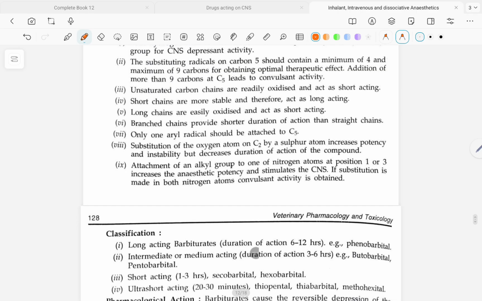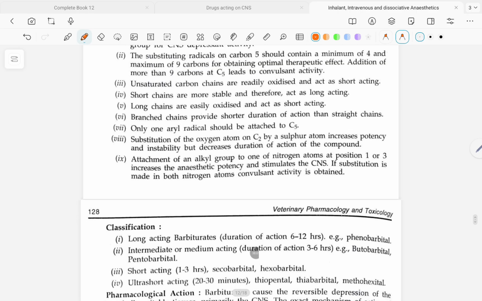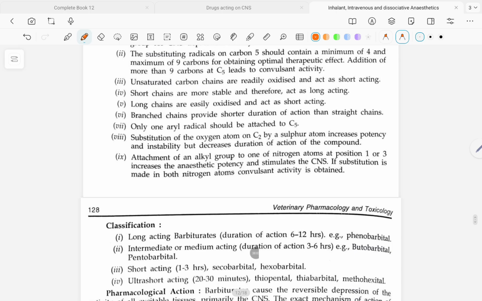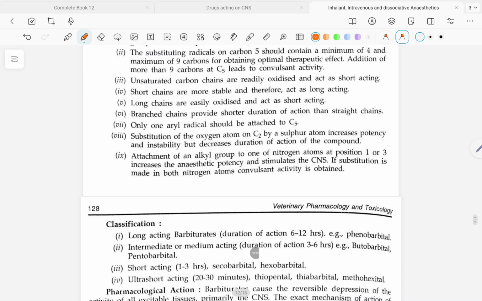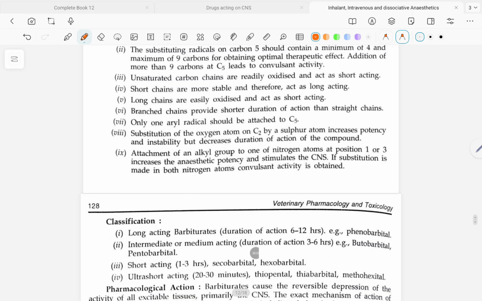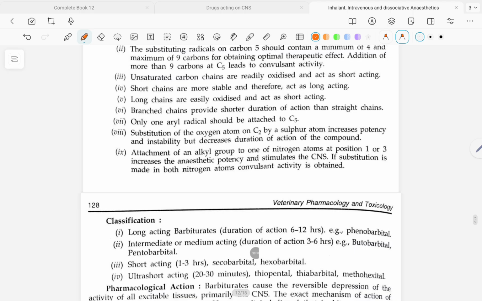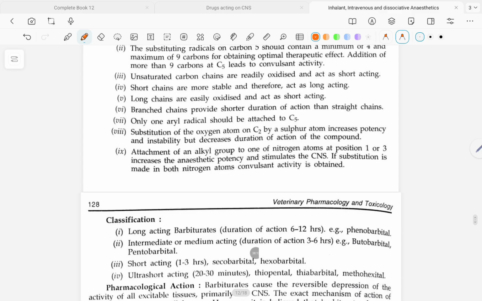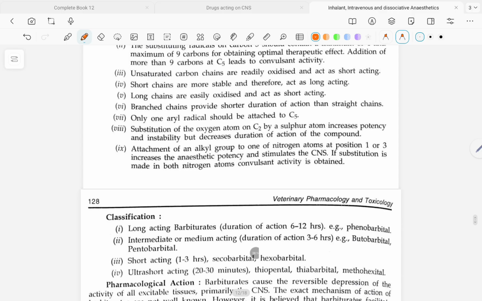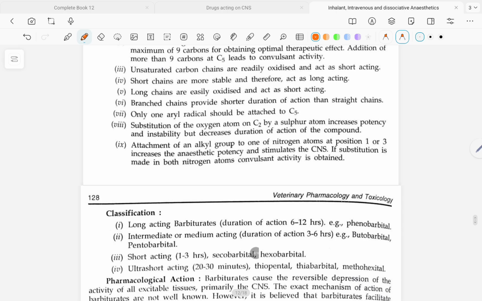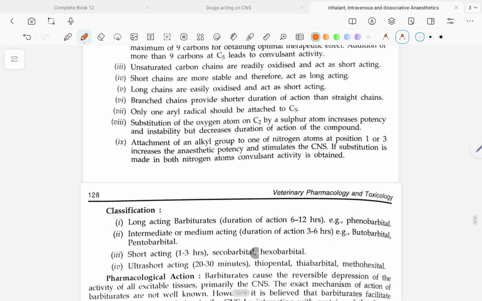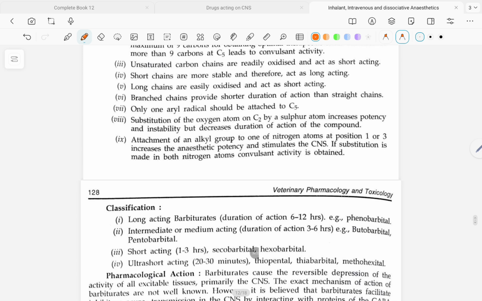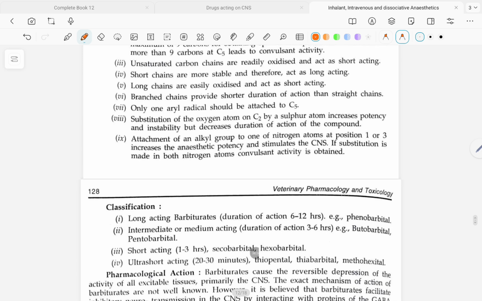Unsaturated carbon chains are readily oxidized and act as short acting. Short chains are more stable and therefore act as long acting. Long chains are easily oxidized and act as short acting. Branched chains provide shorter duration of action than straight chains. Only one aryl radical should be attached to C5.